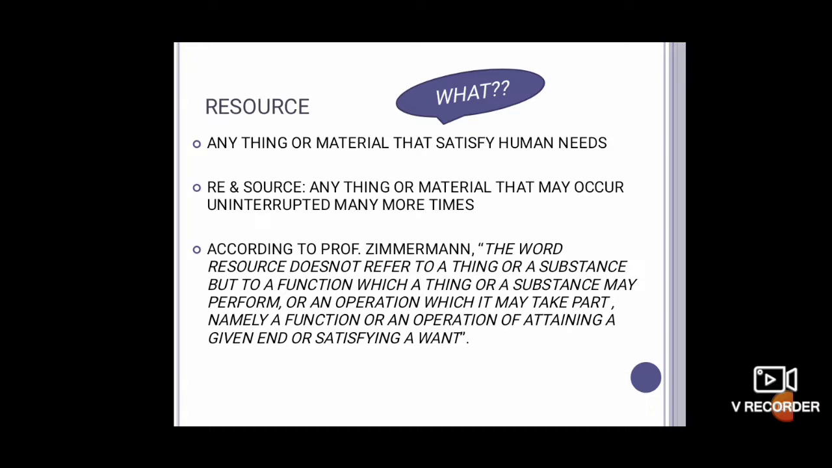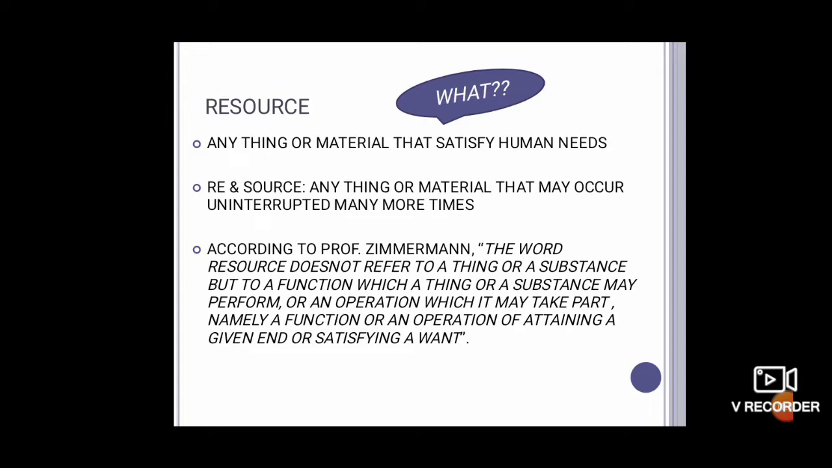In simple words, if anything or a material is able to satisfy the needs of human beings, we call it a resource. The word itself has originated from two words, re and source. You know the meaning of the word re. Re is again and again, and source is origin. So the same thing applies here: if a material occurs uninterrupted many times, from there the word resource appeared.